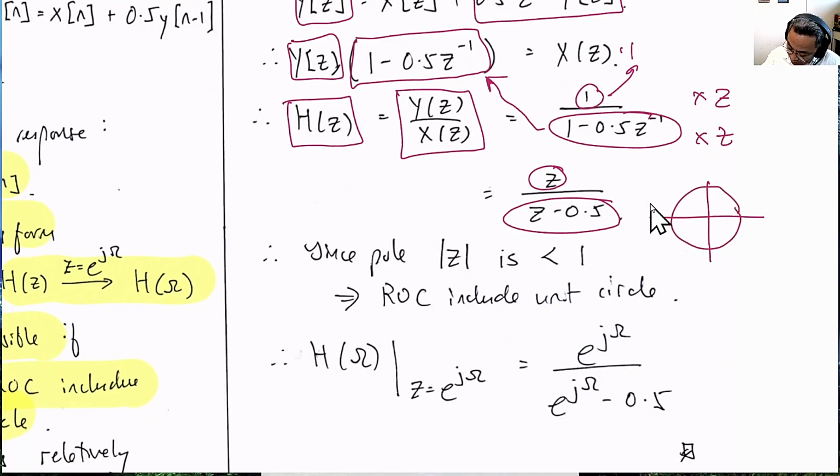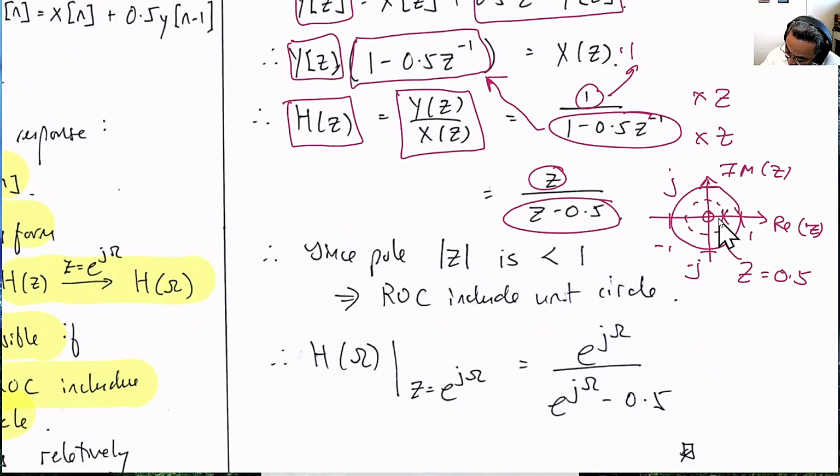So you can sketch this, and then we have a 0 here. This 0 comes from the numerator, and the pole is at positive 0.5. So this is z equals 0.5, and this is the real part of z, and this is the imaginary part of z, and this is 1, and this is minus 1, this is j, and this is minus j, and the ROC looks like this.